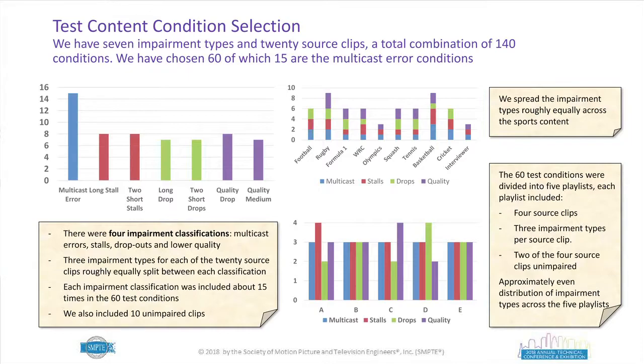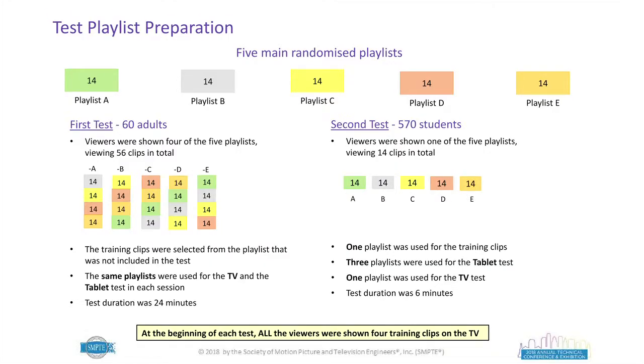So if we classify all our impairments into 4 classifications, so multicast, stalls, dropout, and lower quality, we get about equal distributions of 15 for each classification. Content genre-wise, they're fairly distributed. So what we've done, we've taken all these 60 test conditions and we split them over 5 playlists. Each playlist had 4 source clips, 3 impairment types per source clip, and 2 of the source clips were actually unimpaired. So we had 5 playlists, so each playlist was about 14 clips.